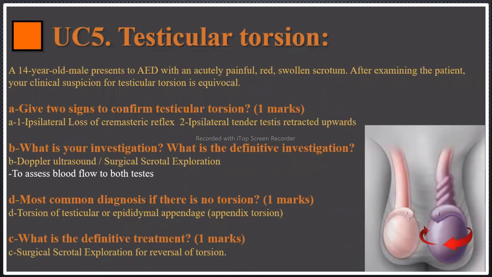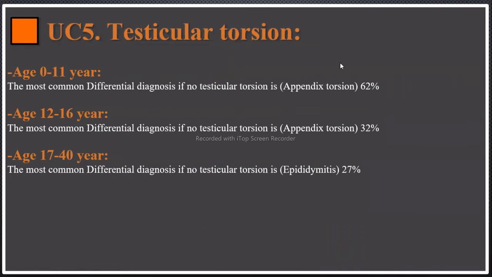It depends on the age. If the age in the scenario is up to 11 years, what is the most common differential diagnosis? Any patient with testicular pain, it's testicular torsion until proven otherwise. So you did ultrasound, there is no torsion. So what is most likely? Appendix torsion. From 12 to 16, same, appendix torsion.